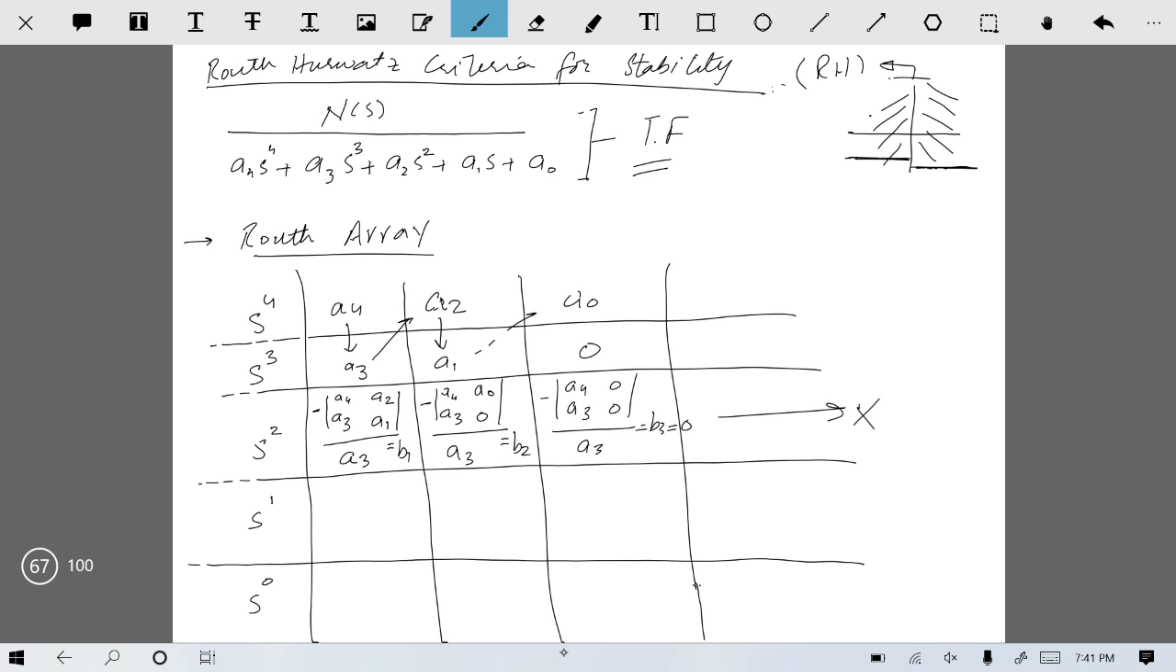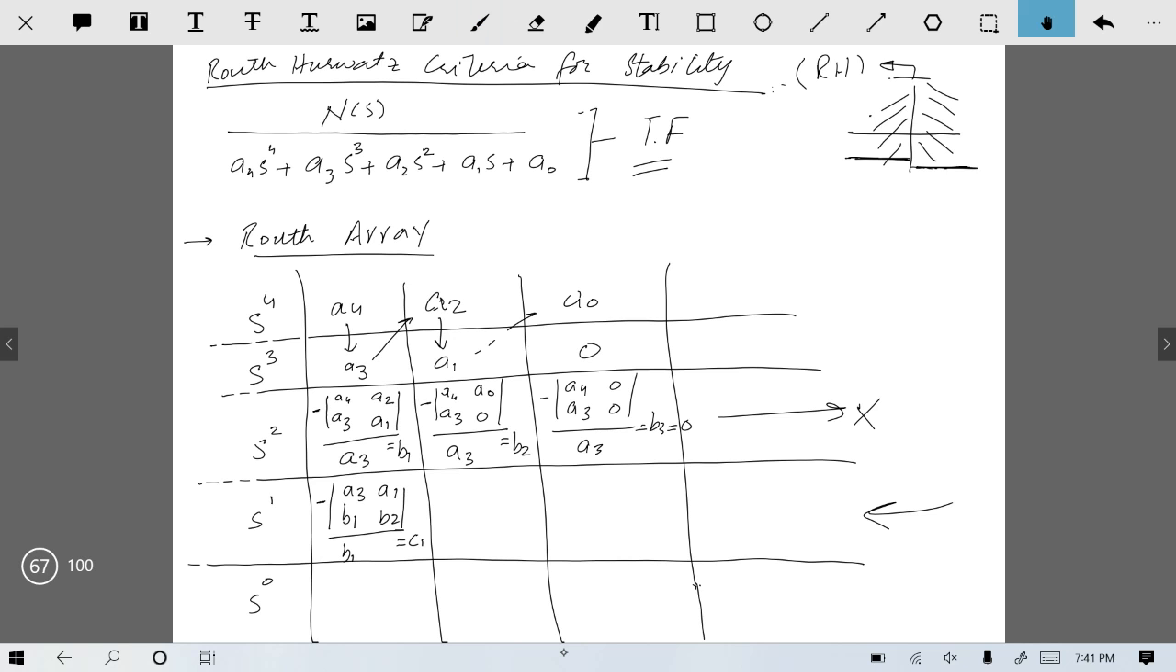So let's go to this row. What will come over here will be minus of A3, this one, and then this B1, A3 B1, and A1 B2, divided by B1. Let's call it C1.